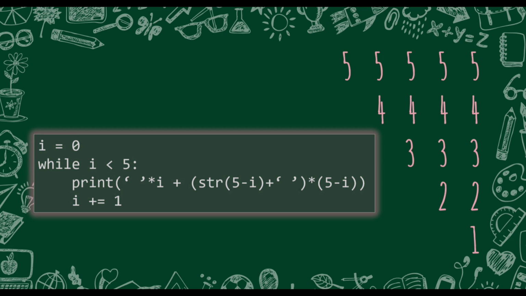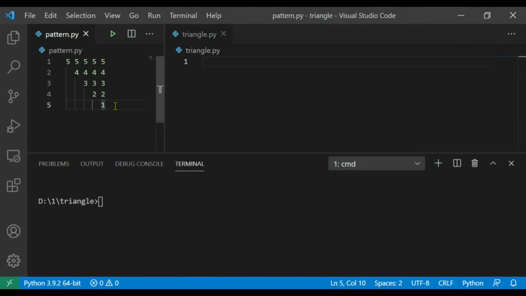In this video tutorial, we will see how to print left angle number triangle pattern. Let's move to Visual Studio Code and execute this pattern. We can see here in this pattern every line begins with space characters.